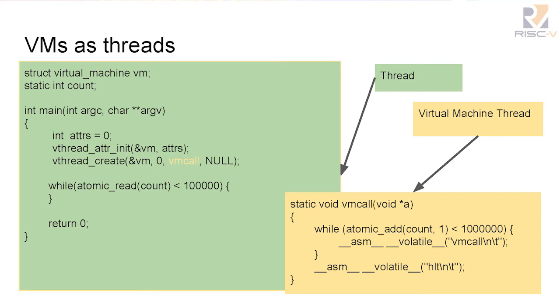So the question is, why can't a VM be a thread? We're really thread-oriented in Akaros. Why don't I just make a VM a thread? So why can't I do this? And what's going on here?